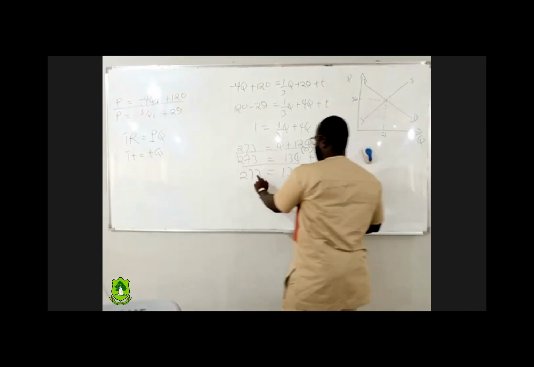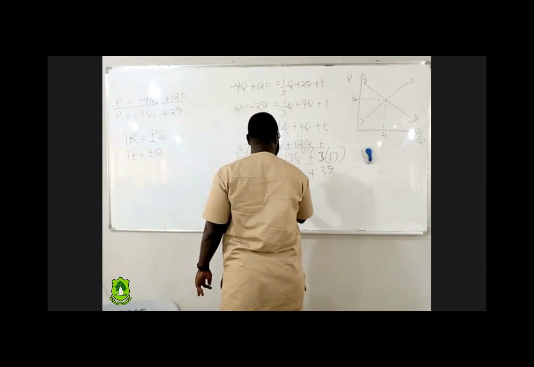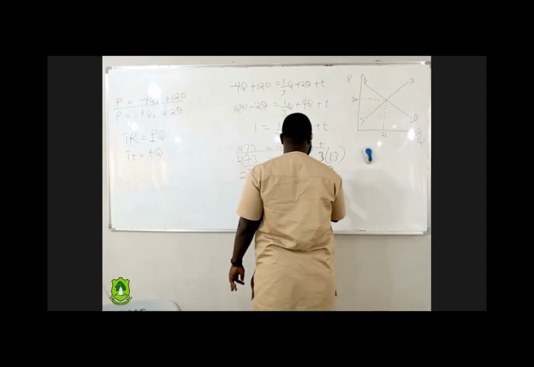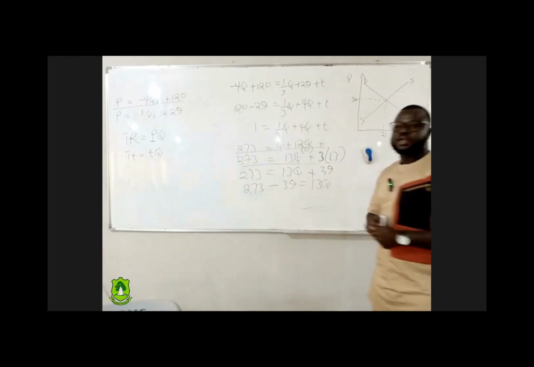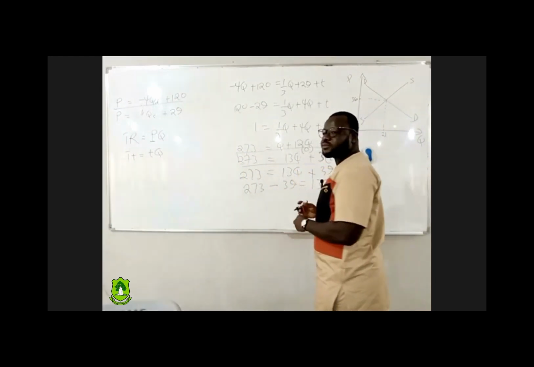So this will cross over. So we will have 27 minus what? 39, which will give us 13Q. Are we together? So in this particular case, this minus this will give us what?